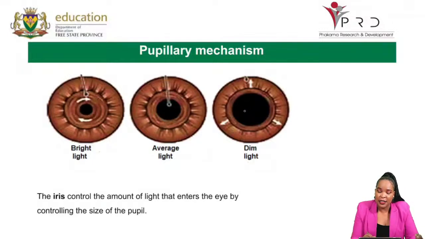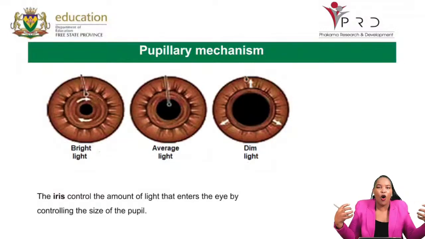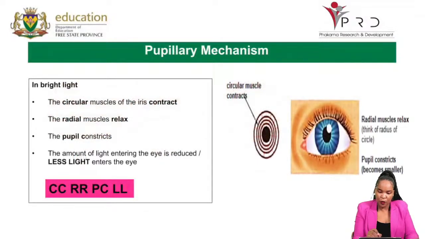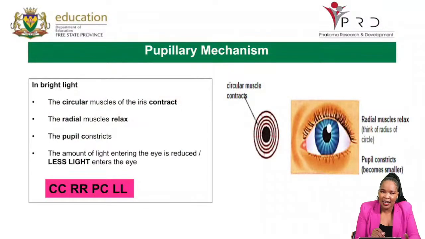At night. So what causes it to be this big? The muscles found here on this brown part are the ones that are controlling the amount of light that is entering, so how big the pupil is going to be or how small the pupil is going to be. Let us take a look at how that happens. The pupillary mechanism happens in this way. In bright light, the circular muscles of the iris are going to contract.